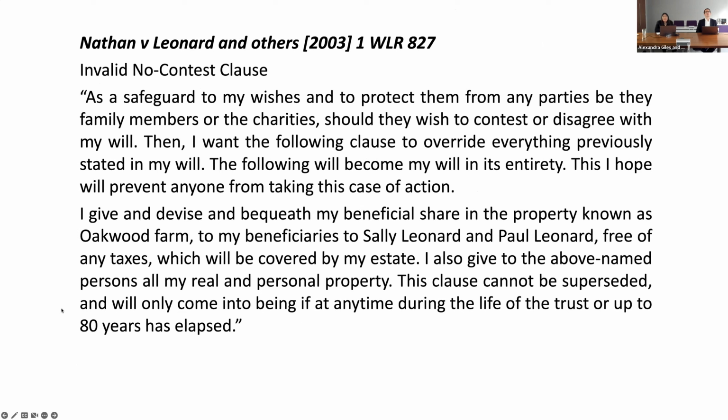So I'm going to go back to Nathan and Leonard, and this is the paragraphs of the codicil that were considered to be invalid, like the primary part of the 4-page letter form codicil that the testator had written. And she had previously gone to a professional to have her will and her first codicil drafted. But a few months before she died, she prepared a 4-page letter setting out why she wouldn't want anyone to challenge her will and what she wanted to happen if they did. And these are the 2 key paragraphs.